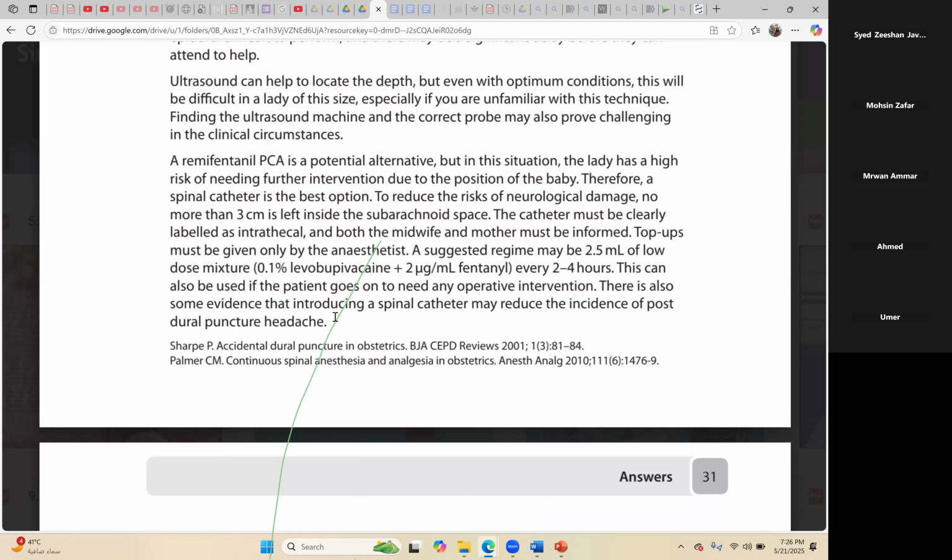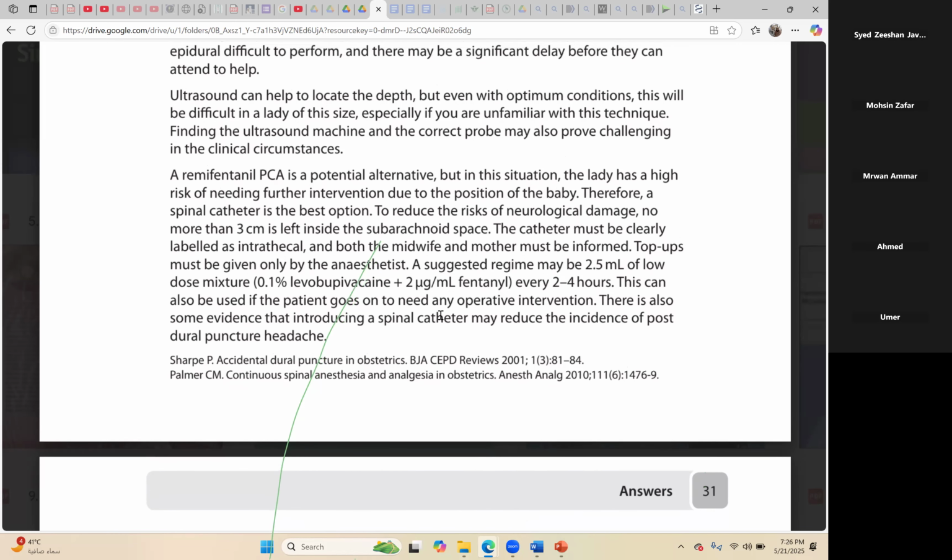There is also some evidence that introducing a spinal catheter may reduce the incidence of PDPH. This is another point because this patient will have more chances of PDPH. So in this question, the things you are revising are, first of all, how to avoid dural puncture, what options you have to improve your technique, what the challenges are in an obese patient, what the challenges are in epidural in a pregnant patient, what the differences in pressures are in non-pregnant and pregnant patients, and what the alternative options are.